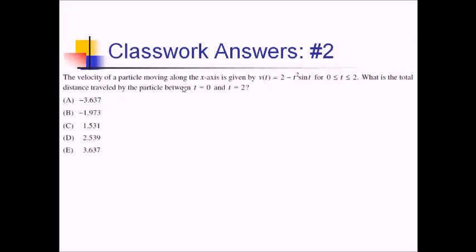On this problem, we're given the velocity of a particle moving along the x-axis with this v of t function, and we want the total distance traveled by our particle from time 0 to time 2. So for total distance, we just take the integral of absolute value of velocity, so basically the integral of speed. So we're going to have the integral from 0 to 2 of v of t dt in absolute value. Let me do that on the calculator now.